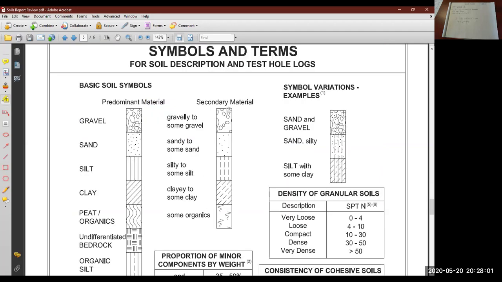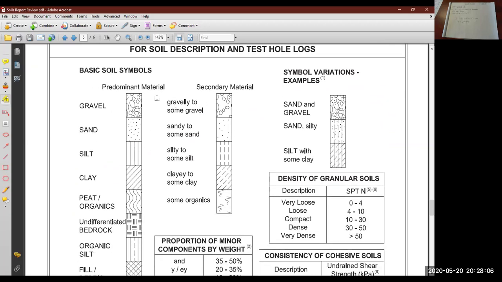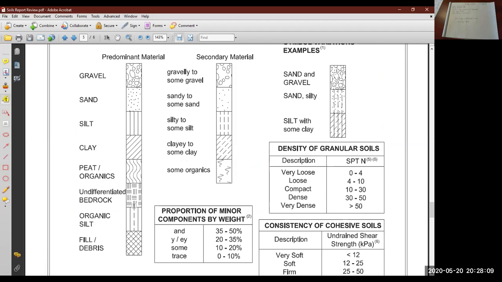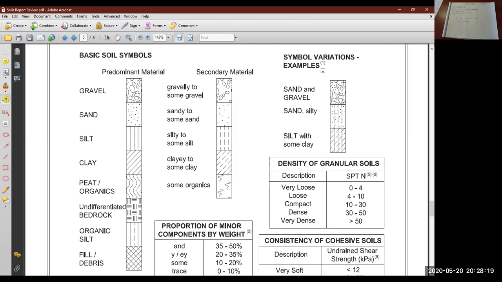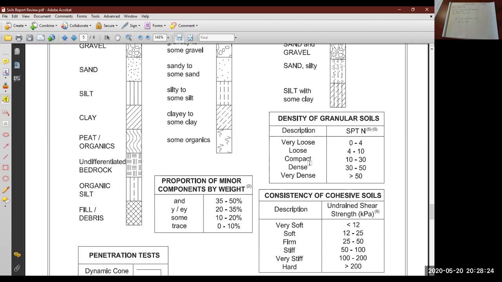This is a standard symbols page that's in every soils report. Borehole logs use these types of symbols. Gravel is always shown this way, sand is always shown that way, etc. Silt, clay. Here's your description of your materials. Sometimes things are called very loose, sometimes loose, compact, dense, very dense.